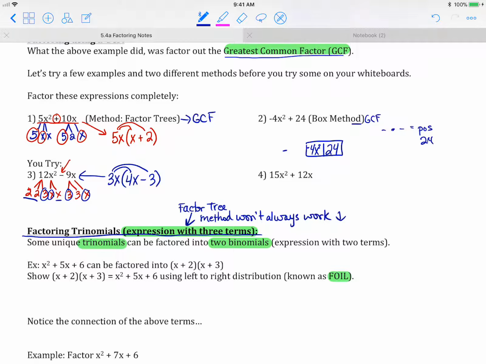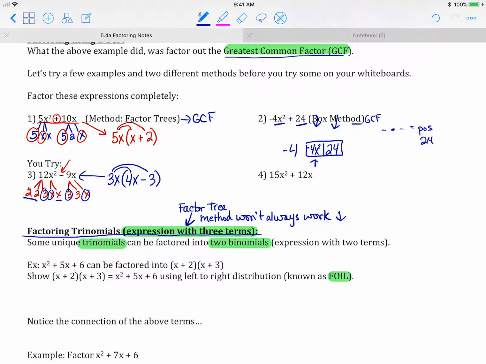So what is the greatest common factor of 4 and 24? Well, knowing our multiplication facts, I know that is 4. And they both don't have an x, okay? Notice they both don't have an x, so I'm not going to factor out an x. So my greatest common factor is actually negative 4. So right here, right above the boxes, I'm just going to write out what I know I need to multiply by negative 4 to get me back to negative 4x squared.